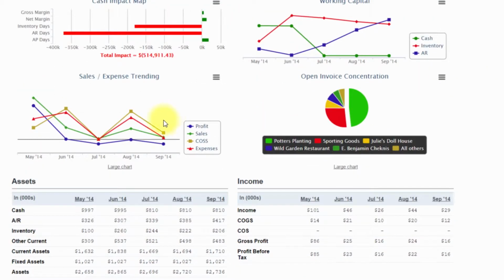Working capital, sales expense. So again, it's showing you just in a graphic, very visual way what's going on here. So sales, cost of sales, it looks like maybe we're operating at a loss here because the cost of sales looks like it's higher than the sales. And sure enough, the profit is certainly down below, so that seems to be consistent with that thinking.